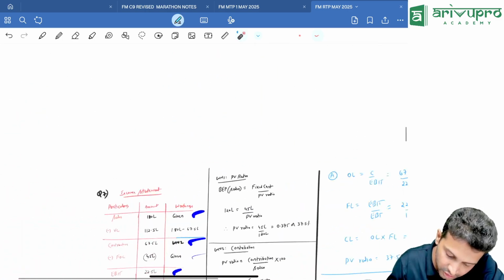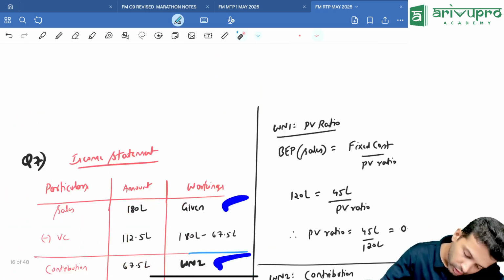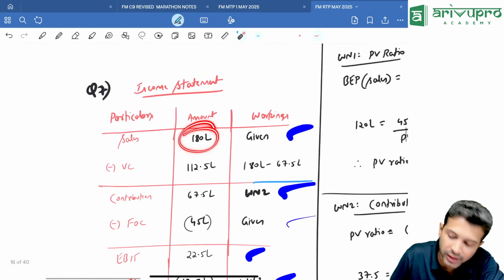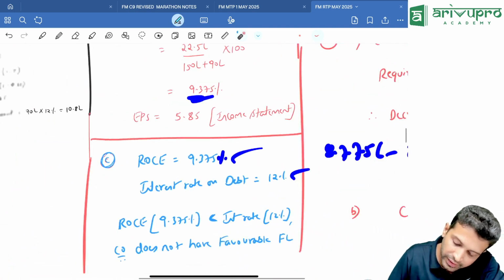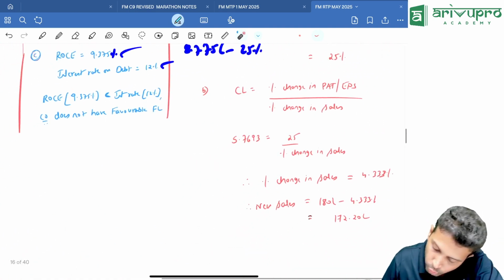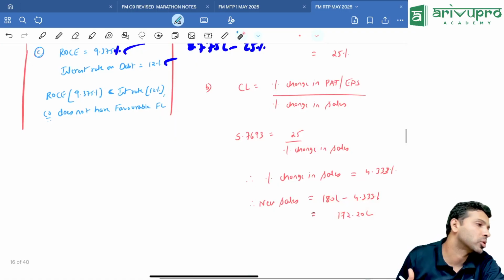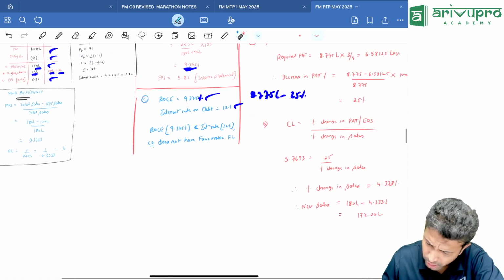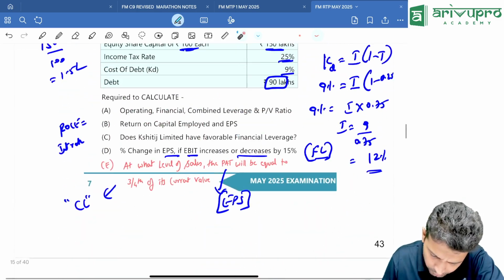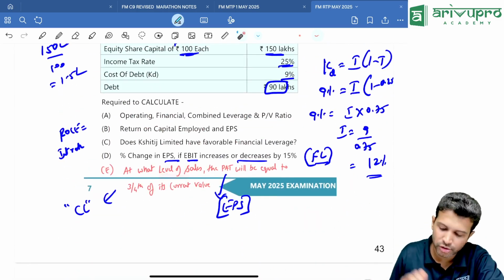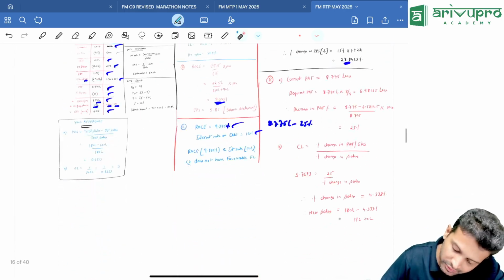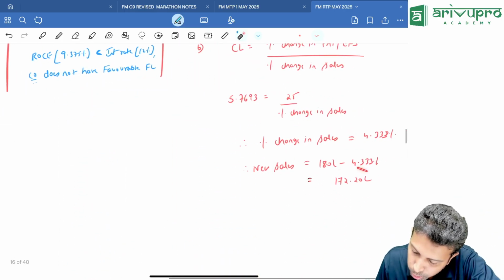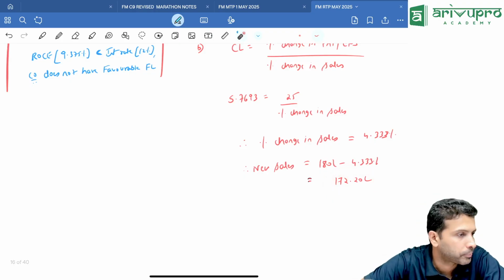Currently, what is our sales, sir? We already know. Currently, what is our sales? 180 as per our income statement. Current sales is 180 lakh. From 180 lakh, it will reduce by 4.33%. So it will become how much? I think they asked what in this problem, new sale value or percentage only? Sale value. That means you need to find out sale value. Okay, so what is the sale value, sir? 172.2.